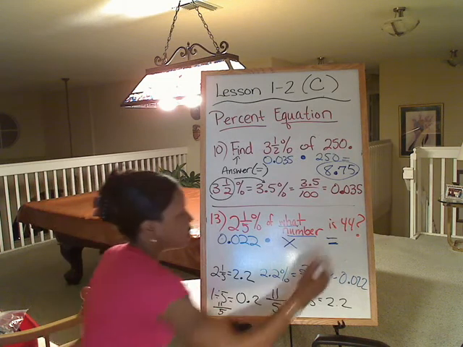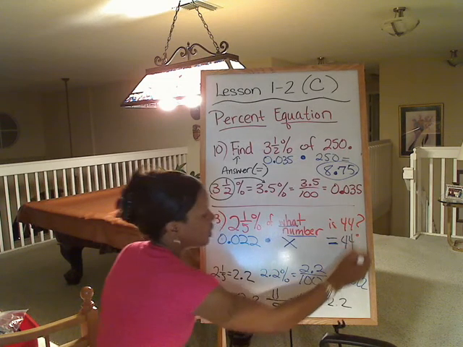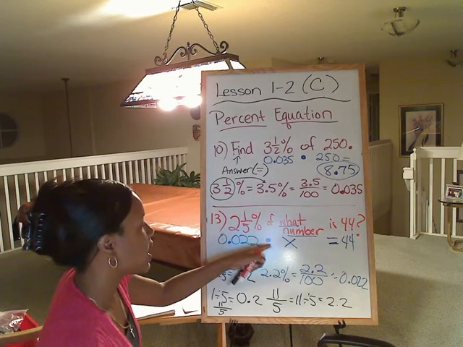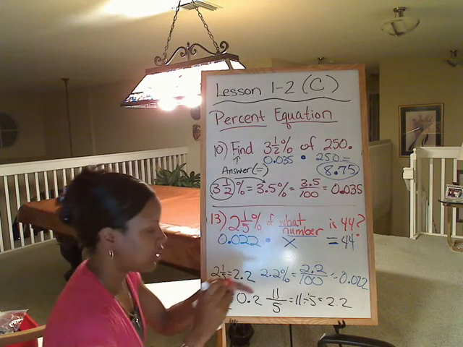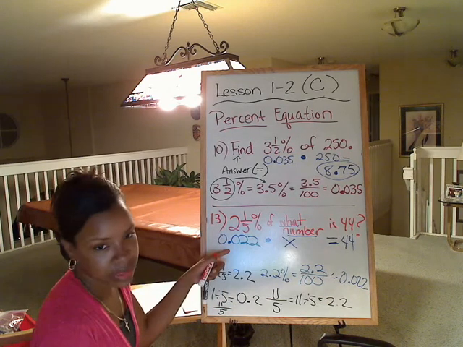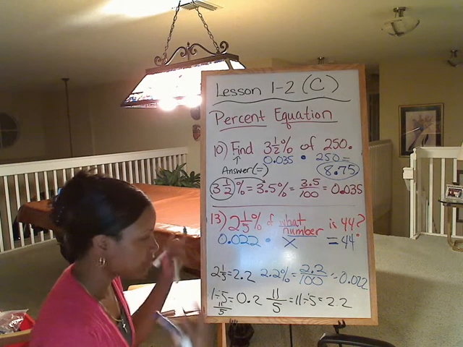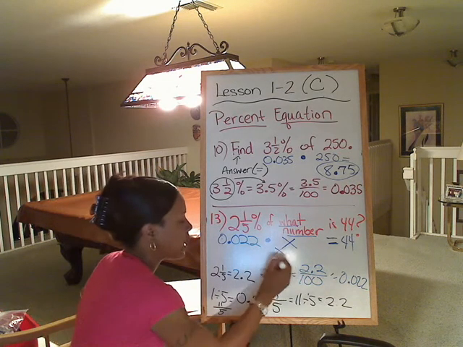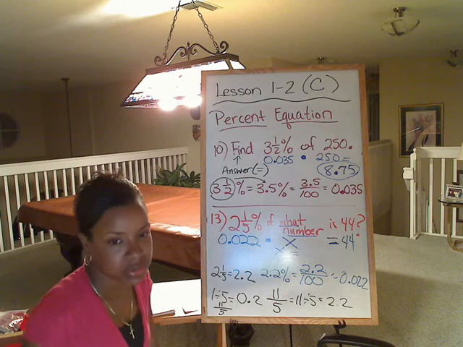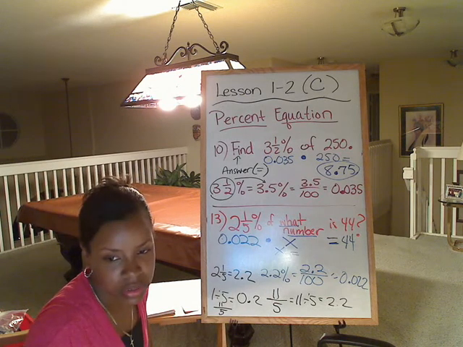And solve the equation. So bring down the 44. So your equation says 0.022 times x equals 44. So we're trying to figure out what number is going to give you 44 when you multiply it by 0.022. Easy way to find that out, just work backwards. Divide. Do 44 divided by 0.022 to find out what that number is.